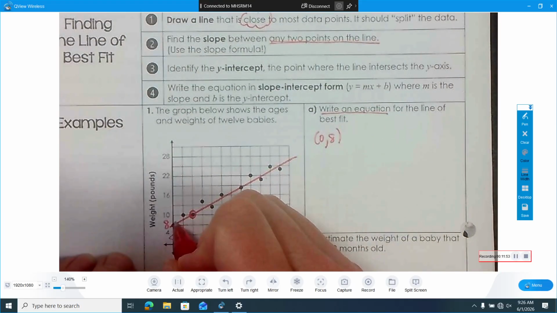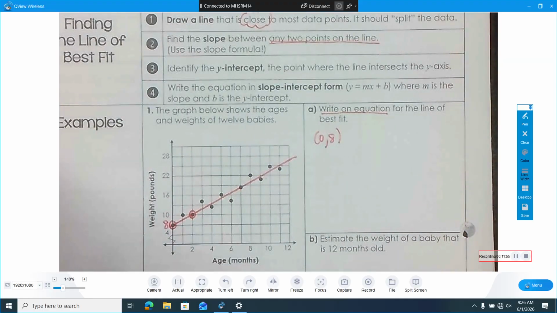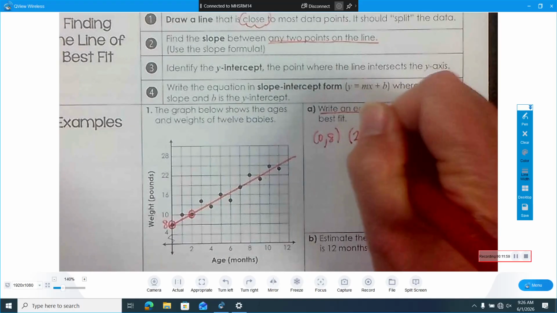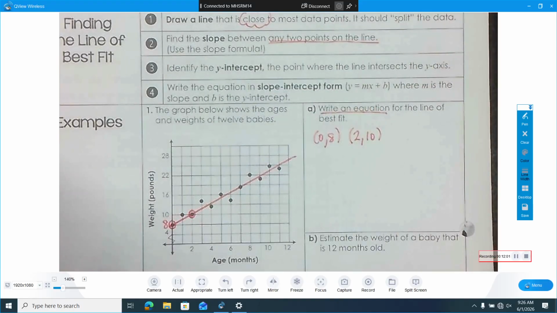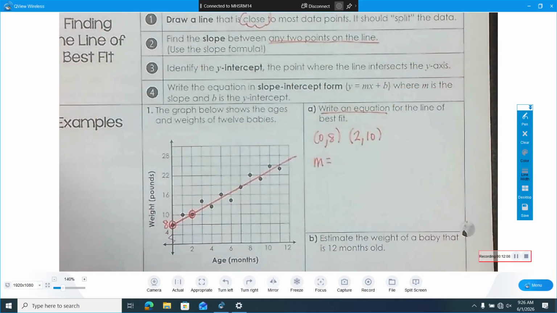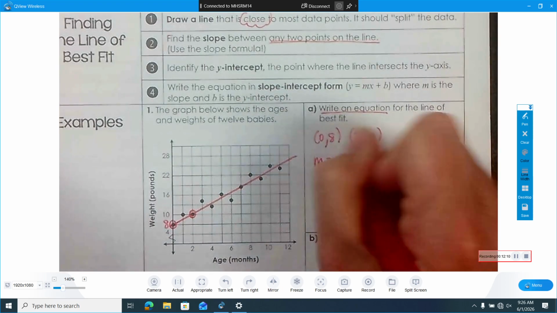So I have 2 points that I'm going to use. So if we want to find the slope, I need to pick 2 points. And so I'm going to use the point 2, 10, and I'm going to use the point 0, 8. So we're going to pick 2 points, and then we can figure out our slope. Do you remember the slope formula?